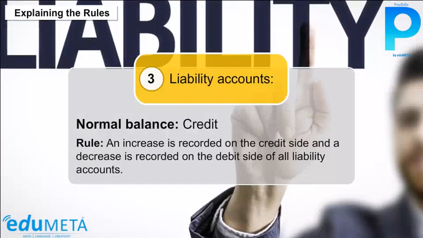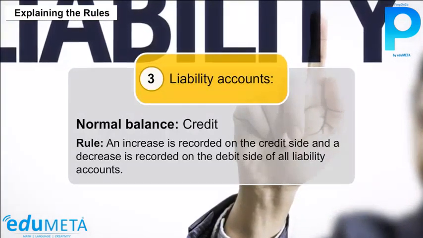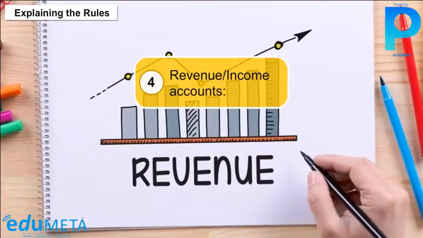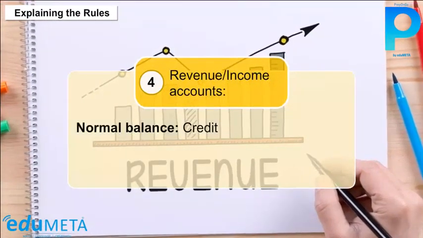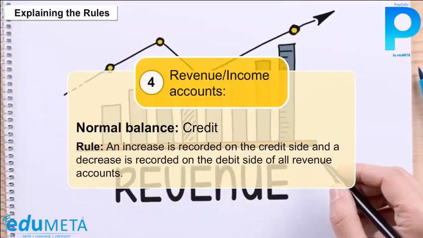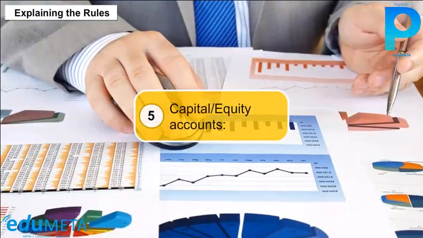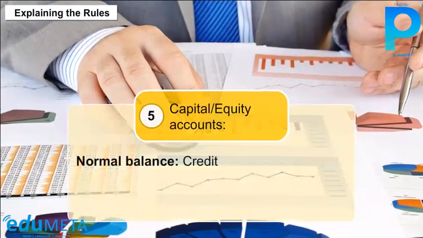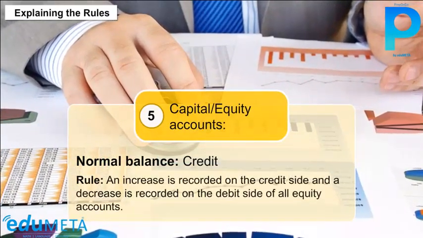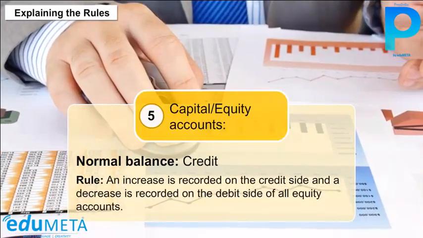Rule: an increase is recorded on the credit side and a decrease is recorded on the debit side of all liability accounts. 4. Revenue or income accounts, normal balance, credit. Rule: an increase is recorded on the credit side and a decrease is recorded on the debit side of all revenue accounts. 5. Capital or equity accounts, normal balance, credit. Rule: an increase is recorded on the credit side and a decrease is recorded on the debit side of all equity accounts.